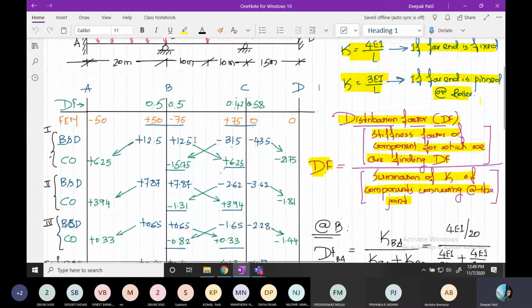One thing you should note down here is signs. You should be very careful, positive and negative. If you commit a mistake somewhere with the positive and negative, the whole process will go wrong. So you should be very careful with that.